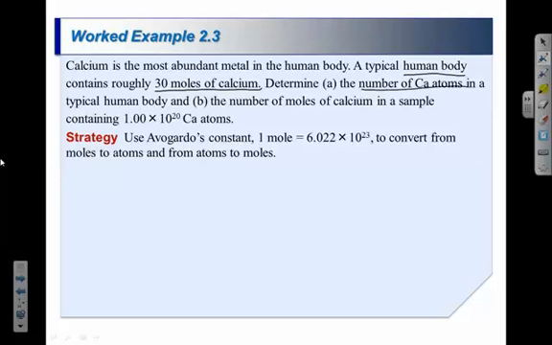We want to know, what is that number? So if we want to know how many calcium atoms, we could set that up. How many calcium atoms are in a body, or are equal to 30 moles of calcium? So if what I'm trying to relate is the number of items in a mole of items, that relationship is Avogadro's number.